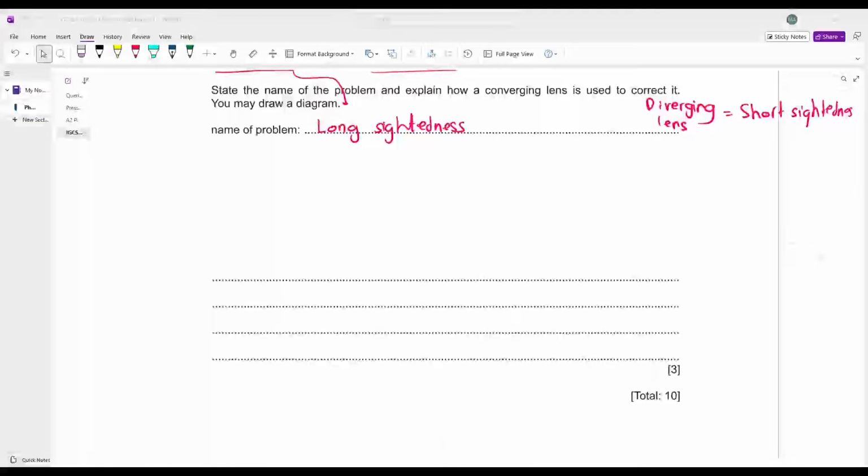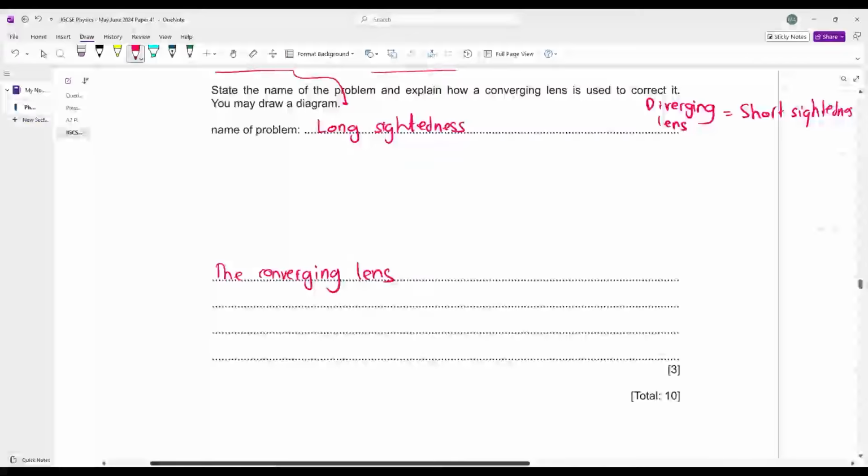सो नाउ यू हैव नेम्ड द प्रॉब्लम. नाउ एक्सप्लेन कि ये लॉन्ग साइटेडनेस को किस तरह से सॉल्व करते हैं. ठीक है. The converging lens focuses the image back on the retina. ठीक है. Converging lens क्या करता है? Focuses the image back on retina.